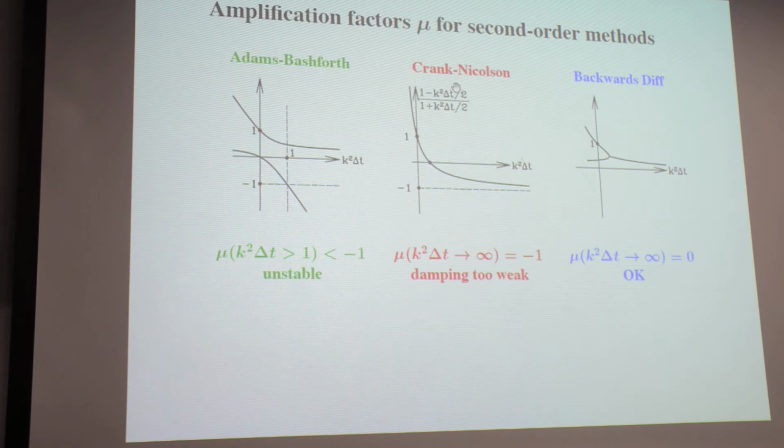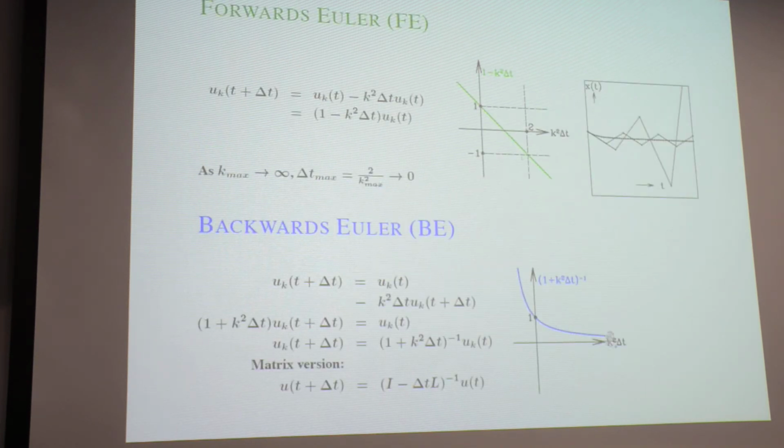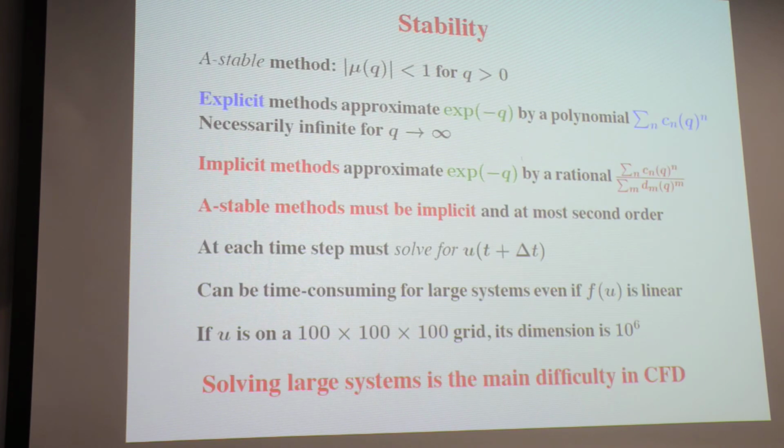Crank-Nicolson, you should do a backward Euler instead. It really doesn't have anything to recommend it. You have to solve an equation, as shown here, and yet you get this minus 1 thing, which you didn't get for the backward Euler here. You also have to solve an equation, but you get the right behavior. Okay, so that was one little item.